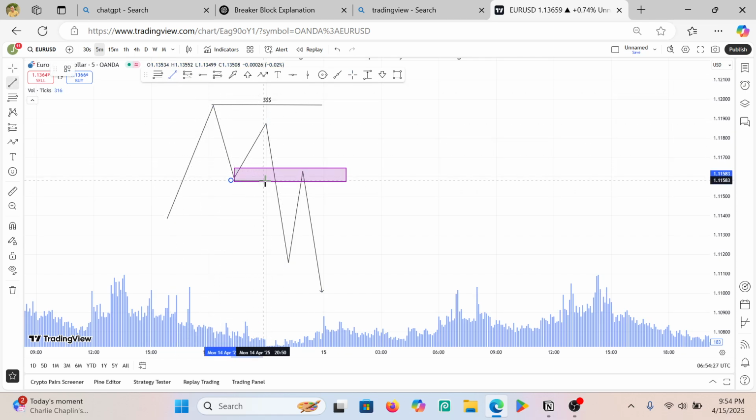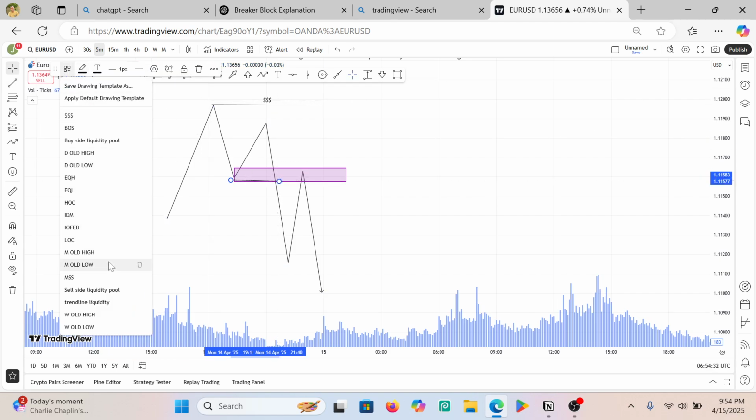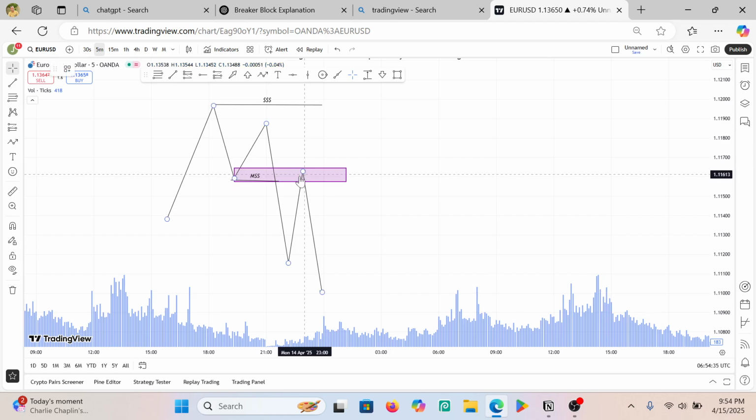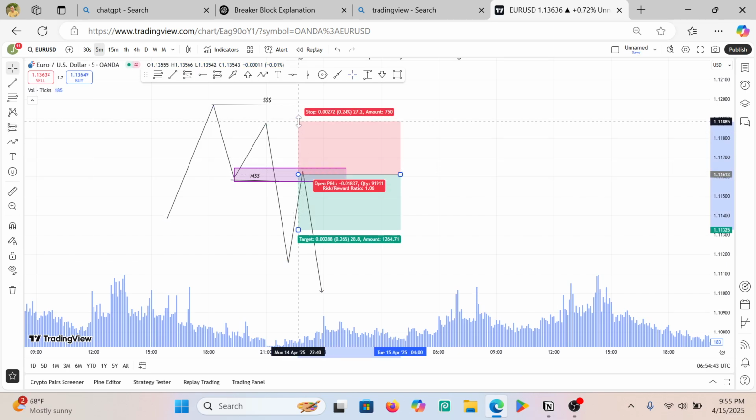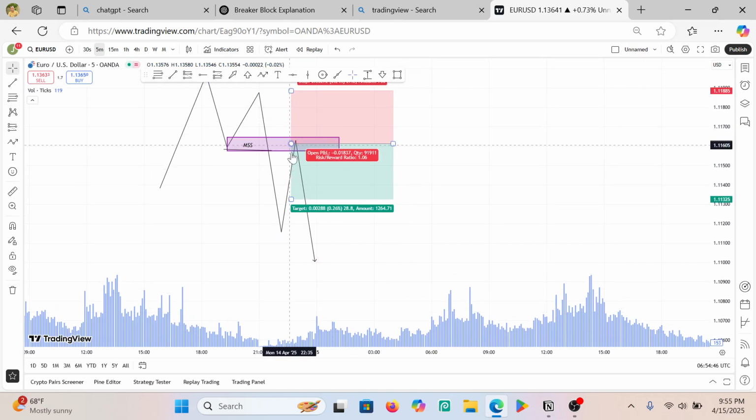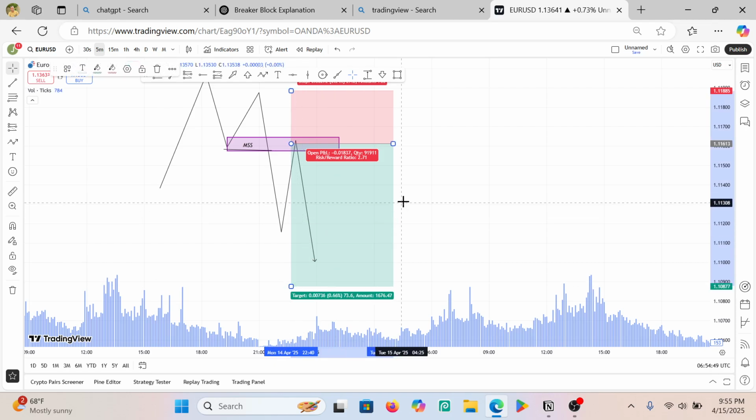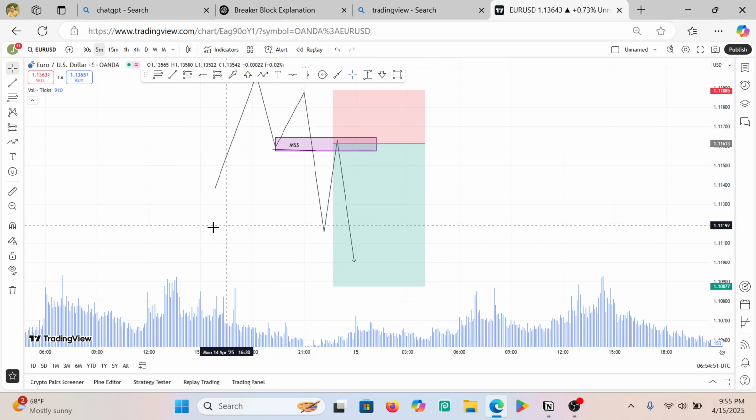There's a market structure shift. After the market structure shift, you wait for a retracement into this mitigation block, then you place your sell position, with your stop loss above that high, then your take profit at the sell-side liquidity that resides below these previous lows that are here.